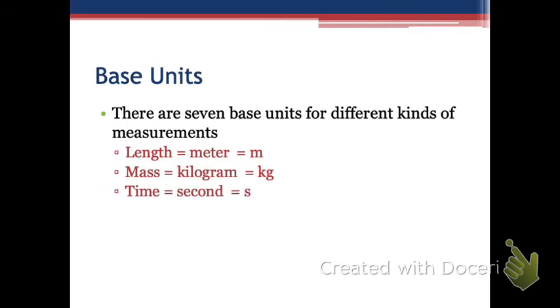Time is measured in seconds. You'll sometimes see it abbreviated SEC, but you really need to get used to just having it be an s, okay, for seconds.